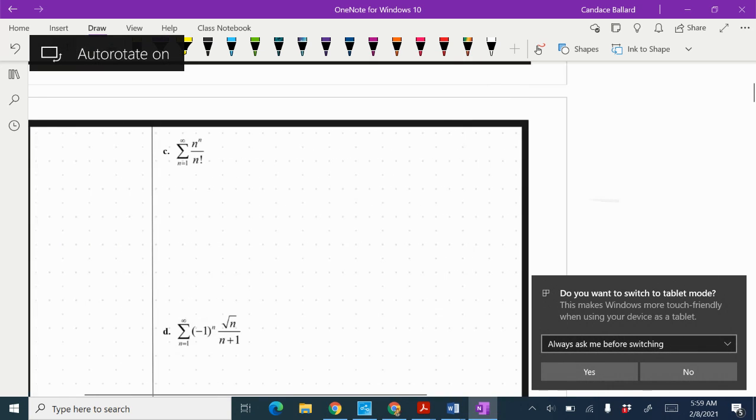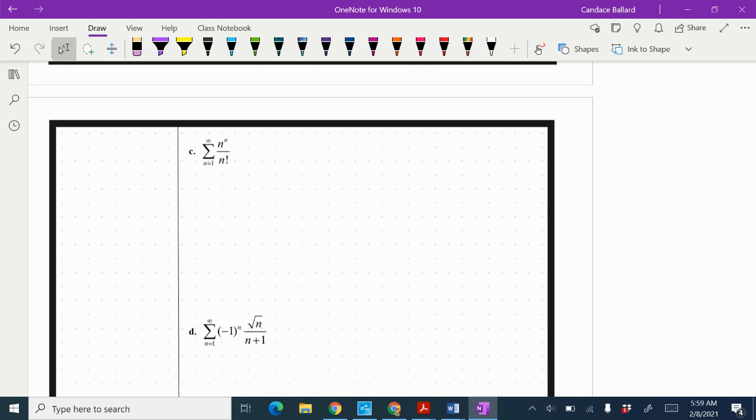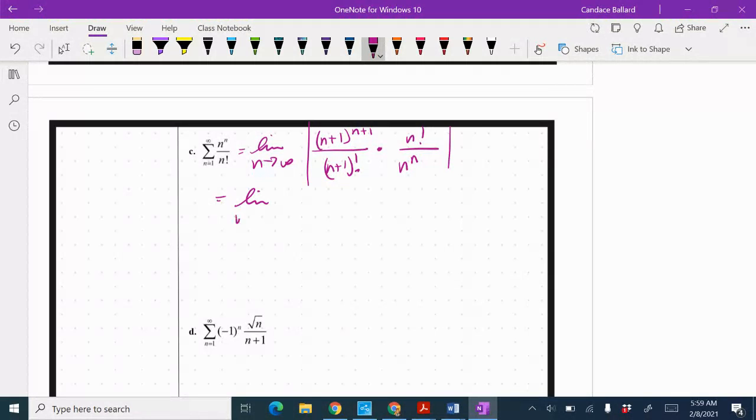In this video, we're going to continue topic 10.8, and we're going to look at example C. So in this example, we're going to go ahead and substitute in n plus 1 anytime we see an n. So this is the limit as n approaches infinity of (n plus 1) to the n plus 1 over (n plus 1) factorial, and then we multiply by the reciprocal of the original, with absolute values around it. Then we're going to try to simplify this.